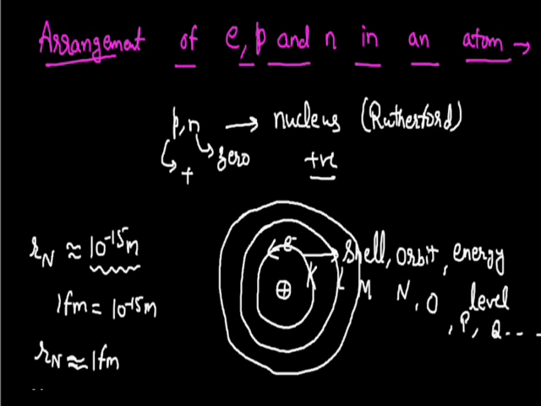Now, if I talk about the size of atom, it can also be compared by knowing the radius of atom, and the radius of atom approximately comes in the range of 10^-10 meter, or it can be termed as 1 angstrom.